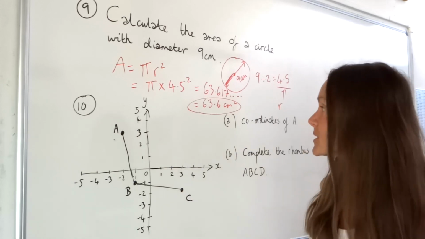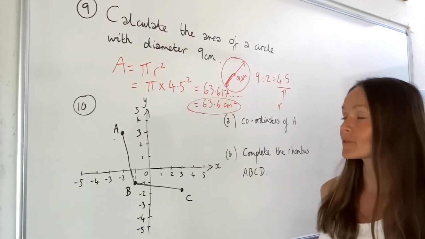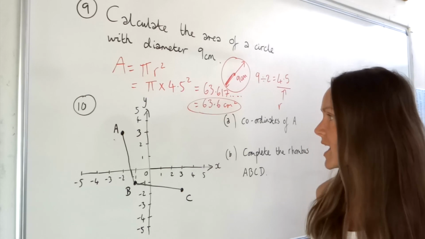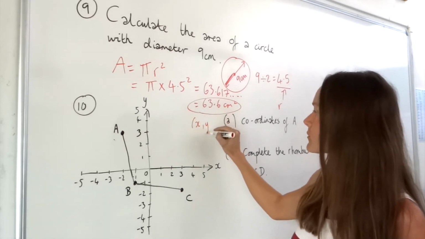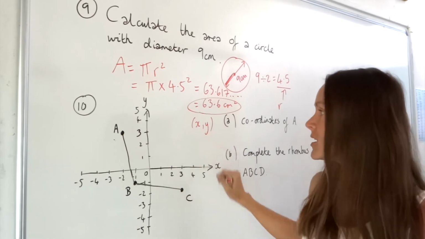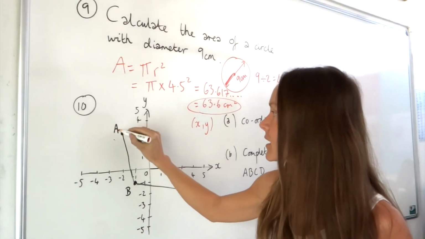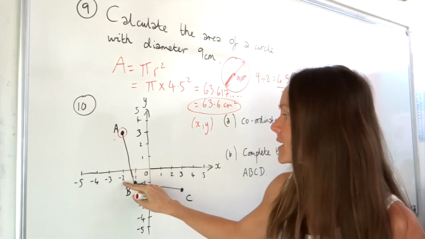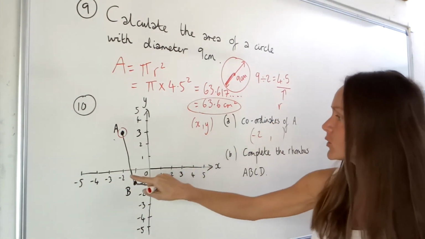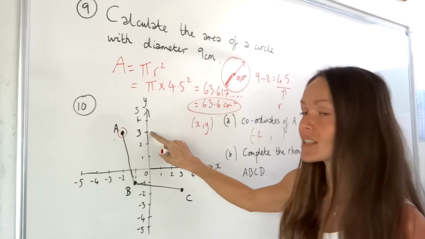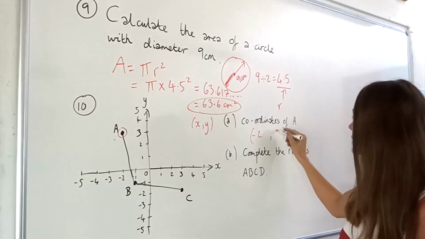Okay, now number 10. For part A, we have to write down the coordinates of A. Remember, when you write down coordinates, you always put the x value before the y. So here's point A here, and the x value is -2. And the y value, if we look here on the y-axis, it's positive 3.